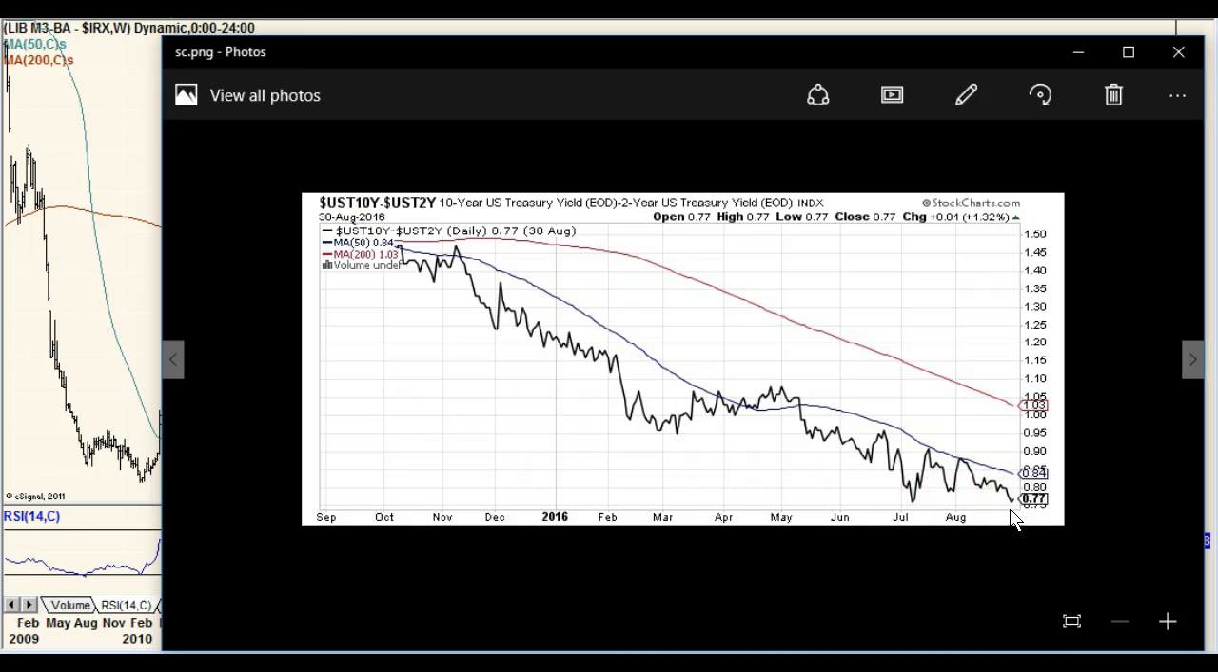It is showing that the fixed income market still doesn't like what's going on. No, it's not anywhere near the flatness, so to speak, that we saw before the last recession. But it's certainly trending that way. So there you have it. LIBOR, TED spread, yield curve. Not looking good right now.